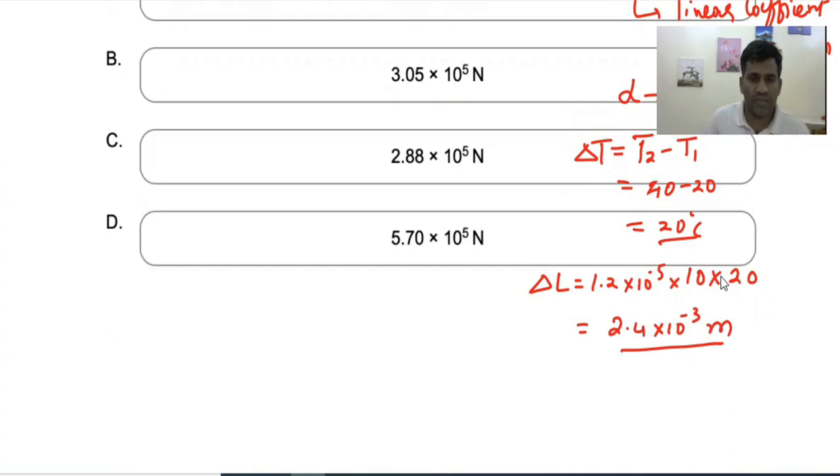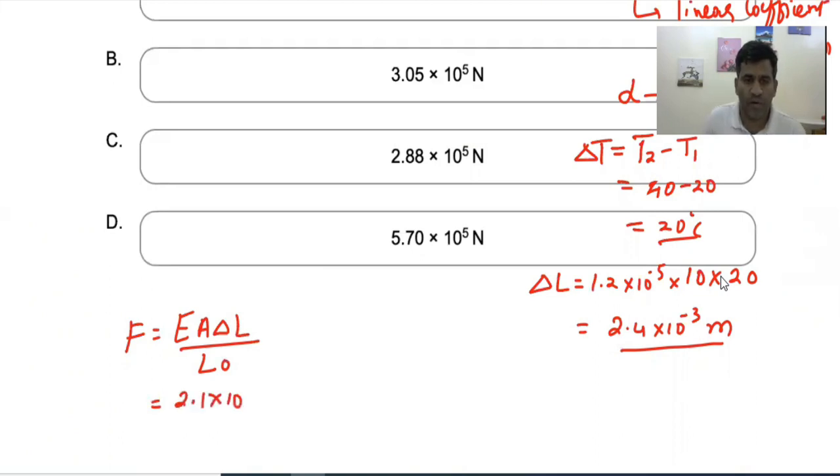So now by making use of this, we can calculate the value of the force exerted. We know F is equal to, we have the formula, EA delta L divided by L naught. Substitute the values. For the elasticity modulus, I'll take, let's go with the extreme, 2.1 into 10 to the power 11.